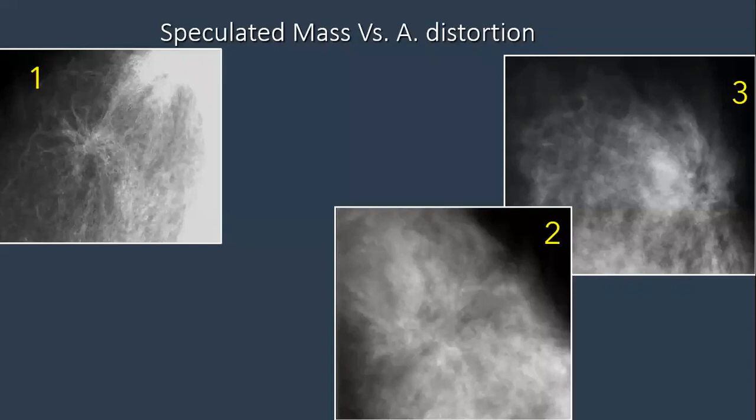Speculated mass or architectural distortion? I did not hear you. I said mass, speculated mass. Okay, you said the speculated mass, huh? What about two? Any volunteer?